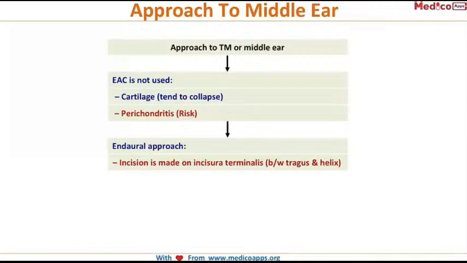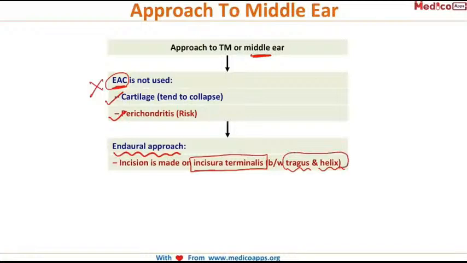For approaching the middle ear, the external auditory canal is never used because the cartilage tends to collapse, and also there is a risk of perichondritis. That is why an endoral approach is used. That is, an incision is made on the incisura terminalis, that is between the tragus and helix. So directly it is not approached from the external auditory canal because the cartilage will collapse and there is a risk of perichondritis. So an approach going between the tragus and the helix, called the endoral approach, is used.